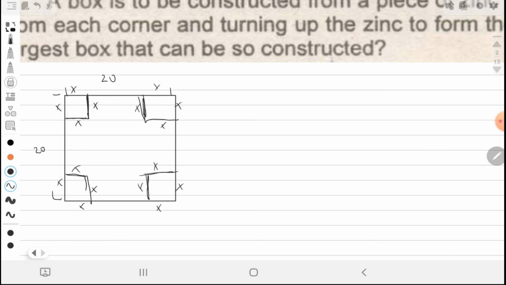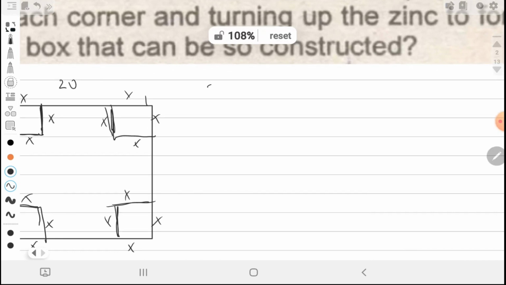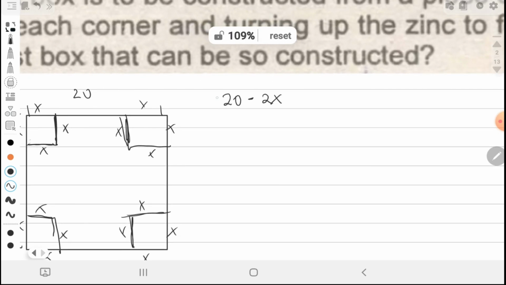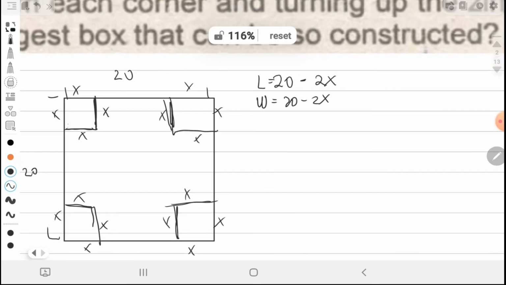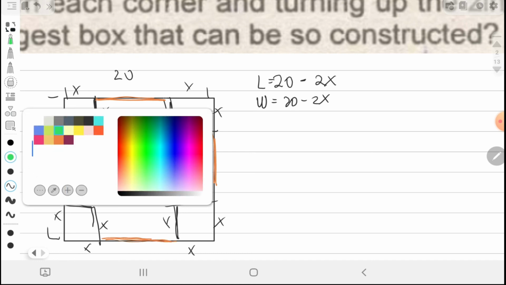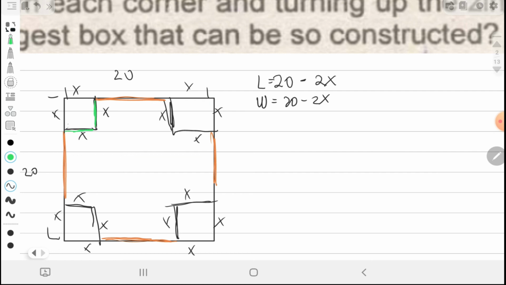So, from this, pwede na natin kunin that we have 20 less 2x. Okay? This is our length. Our width is also equal to 20 less 2x. Bakit siya 20 less 2x? Because of this. Ito lang yung natira sa kanila. Yan. Ngayon, ang gusto natin mangyari, if we flip natin to.